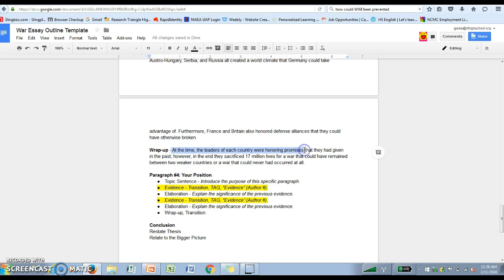That, yes, these leaders were honoring promises based upon the defense alliances mentioned in the previous sentence. However, the outcome of the war makes the honoring of these promises not worthwhile. The war could have remained between 2 countries or not happened at all, which summarizes the position that was created in this paragraph. It also will transition to the your position paragraph, where this concept of sacrificing 17 million lives was not worth the war, is the position that will be taken. So it's setting up a very smooth and logical transition between these 2 paragraphs.